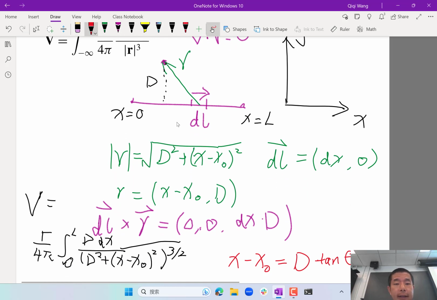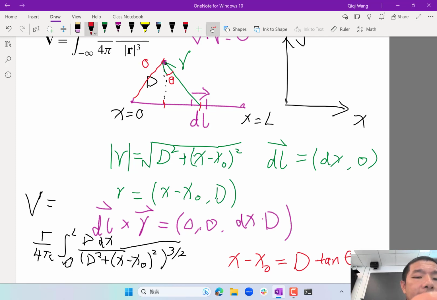So x minus x naught is basically this distance, right? This is x minus x naught. And d is the vertical line. So the tangent theta, the theta here is essentially this angle we have in this diagram. Okay, so instead of now integrating over x, we can integrate over theta, right? So we can say, okay, this negative angle here is theta naught, and this positive angle here is theta L, right? So that'll be the beginning and end of the integral.